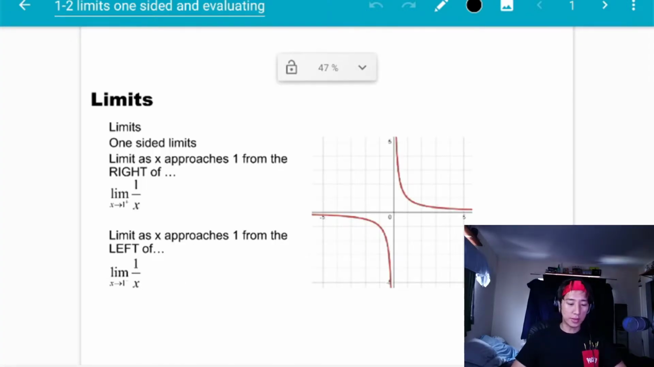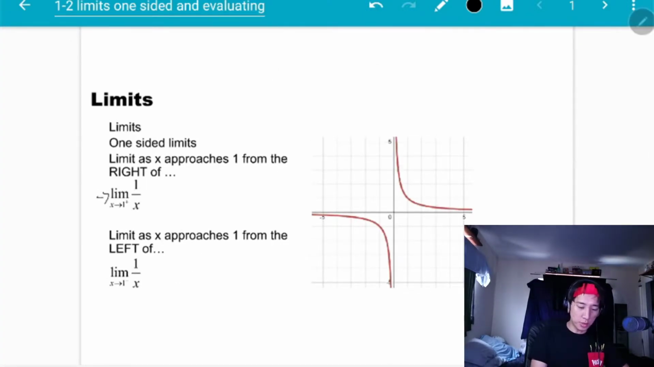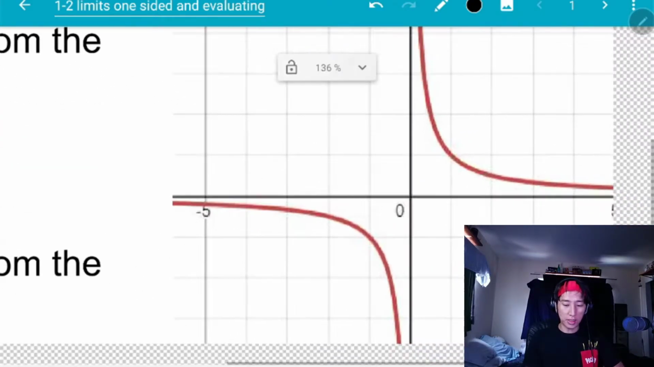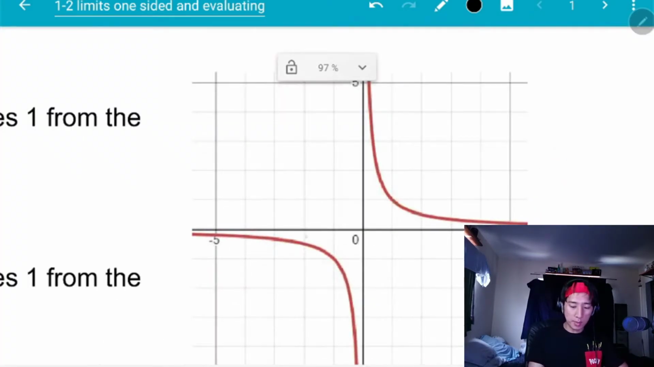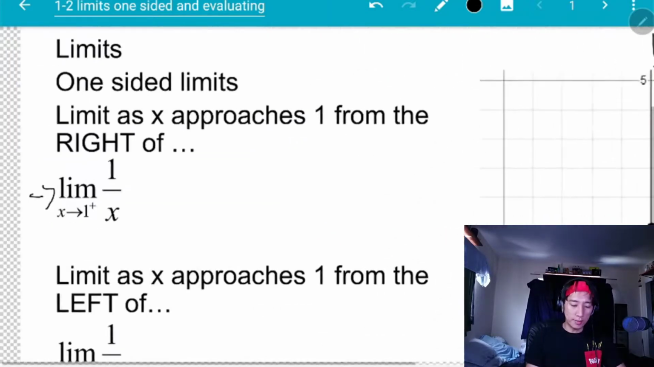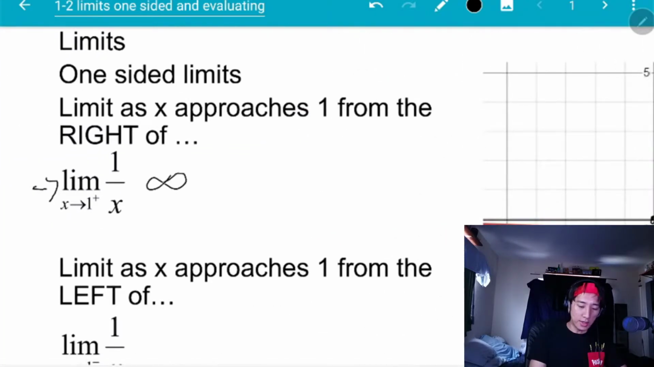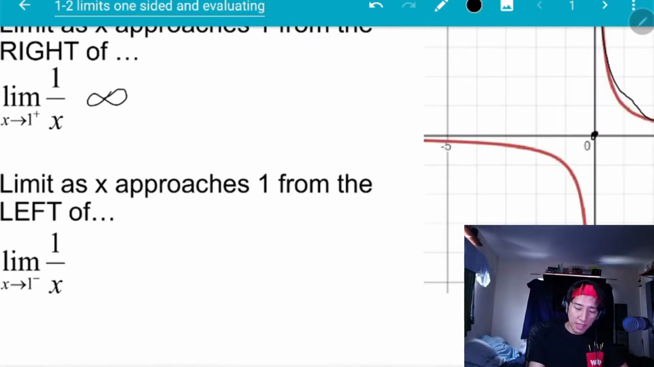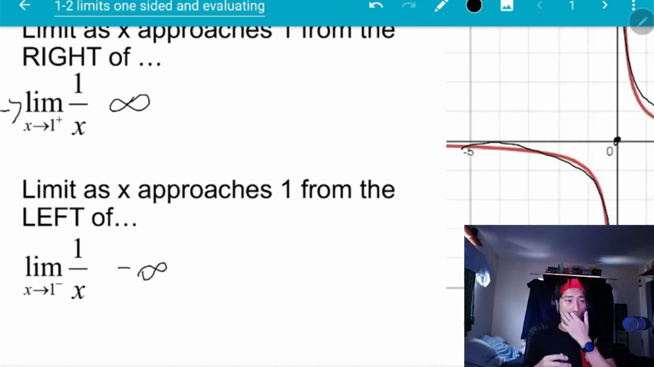So if I said, what is the limit as x approaches 0 from the right of this function? If this is 0, obviously I'm not able to figure it out because there's no point at 0. X cannot be 0. But as I'm coming towards the right, I notice I'm getting more and more positive, which means this is heading towards infinity. However, if I approach from the left, I'm getting more and more negative, which means it's going towards negative infinity. So from the left and the right, they're approaching different sides.